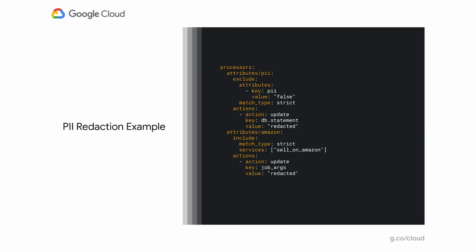Here's an example of PII redaction in the collector, focusing mainly on database queries attached to spans by the instrumentation, but also with app-specific redaction. At the top, we redact any database statement tags, unless the span also explicitly indicates that no PII is present. Lower down, we identified that PII can leak into the job args tag for this service, so we explicitly redact those tags.